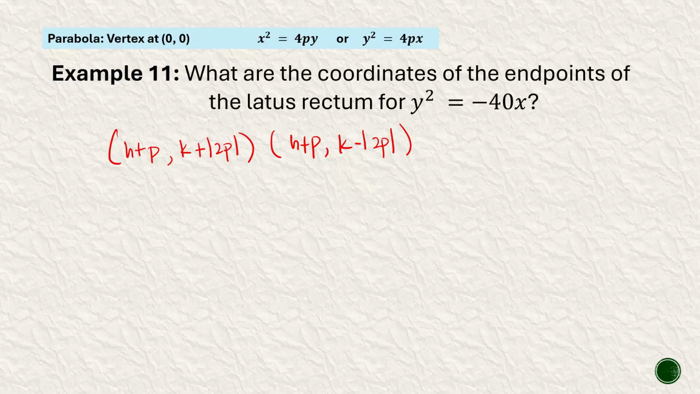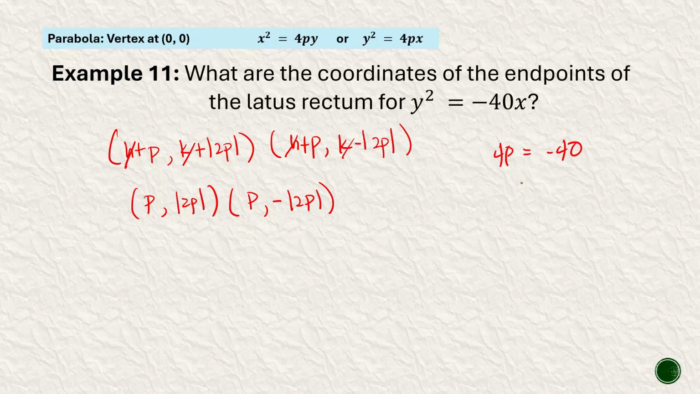Since again the h and the k are both 0, I can just erase the h and the k. That's going to give us (p, comma, absolute value of 2p), then (p, comma, negative absolute value of 2p). So what's the p? 4p equals negative 40. That means p equals negative 10, dividing by 4 on both sides.